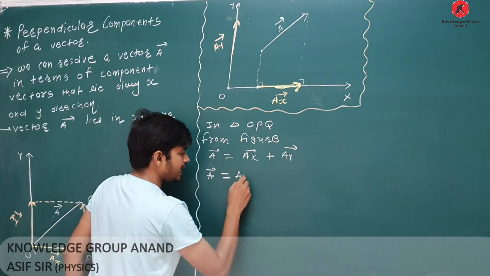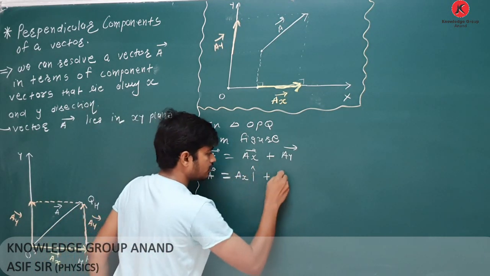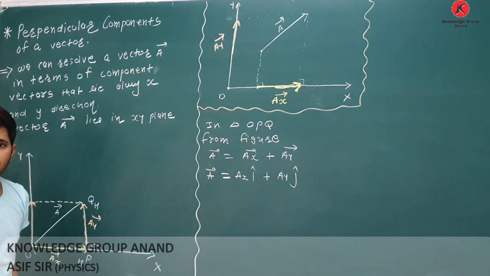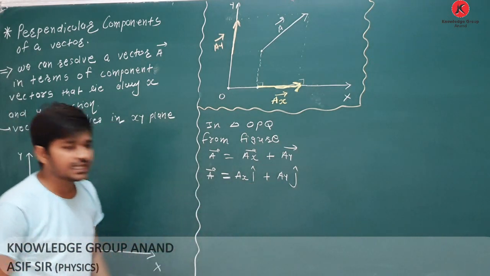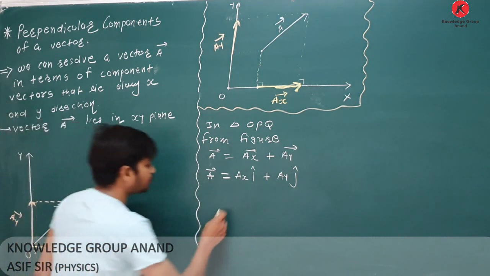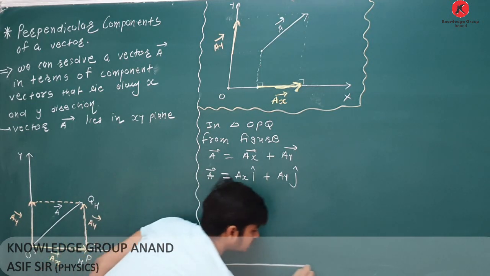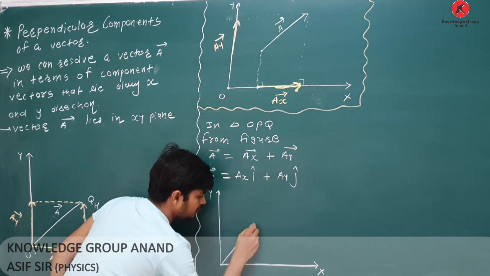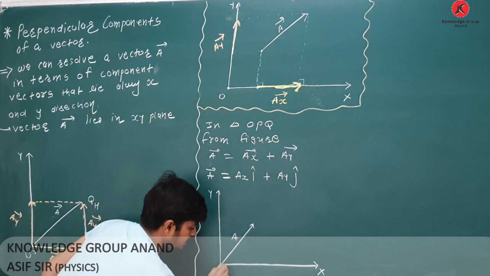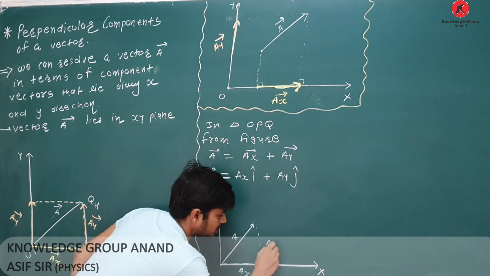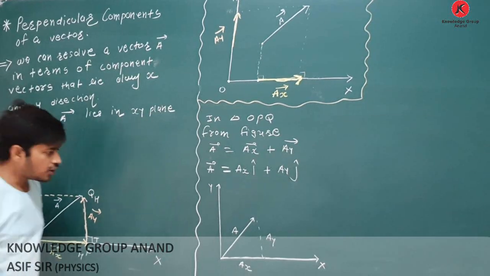AX i caret plus AY j caret. See, what is AX and AY? They are magnitude, means length. This length. Clear about this? Okay, if I draw another figure, see, it is X, it is Y. Let it be vector A, its magnitude is A. Its magnitudes are AX and AY. Clear about this? Only magnitude.